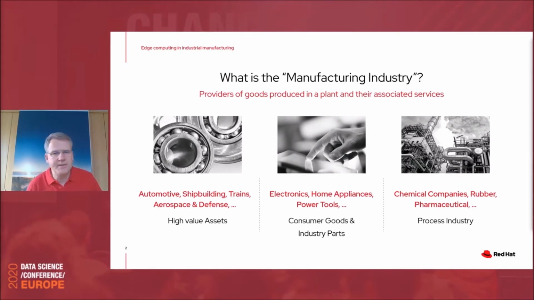And there are various things that are produced. For example, high value assets in the automotive industry, or shipbuilding, trains, aerospace and defense, but also consumer goods and industry parts. So consumer goods, electronics, home appliances, power tools. And last but not least, with this edge use case, we are also addressing the process industry. That means mainly, on one hand, chemical companies or pharmaceutical companies, which also have the need for next generation edge computing.